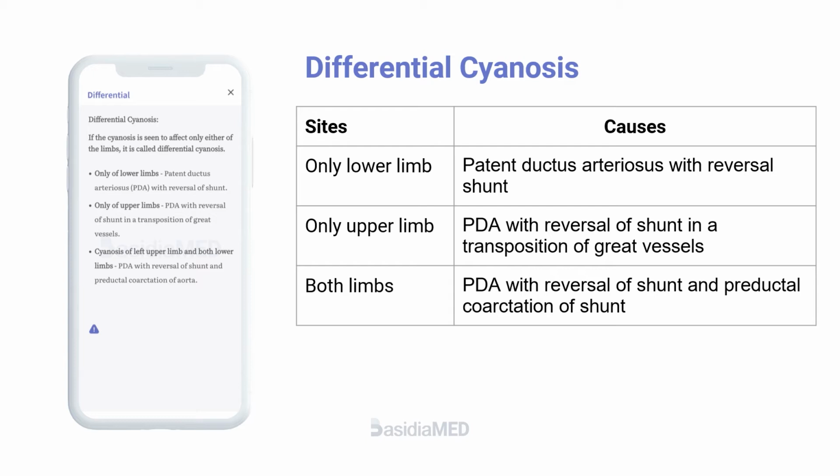Differential cyanosis occurring only in the lower limbs is attributed to patent ductus arteriosus, with reversal of shunt. Differential cyanosis occurring only in the upper limbs is due to patent ductus arteriosus, with reversal of shunt, in transposition of great vessels. Differential cyanosis, in both upper and lower limbs, is suggestive of patent ductus arteriosus with reversal of shunt, and preductal coarctation of the aorta.